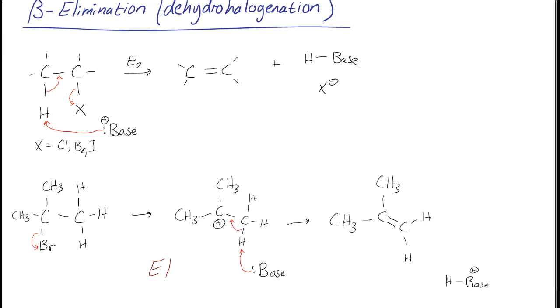So, same idea. E2 is bimolecular, which means the two molecules come together at the same time and do the reaction. E1, unimolecular, which means the rate only depends on the formation of the carbocation, not on the base strength or anything like that.